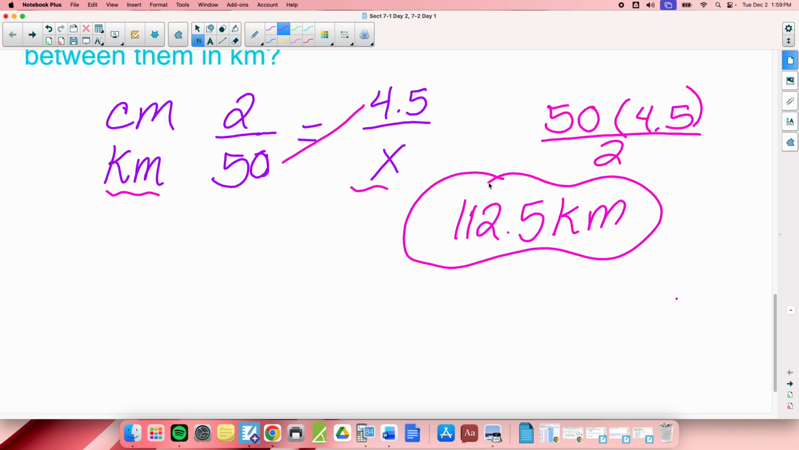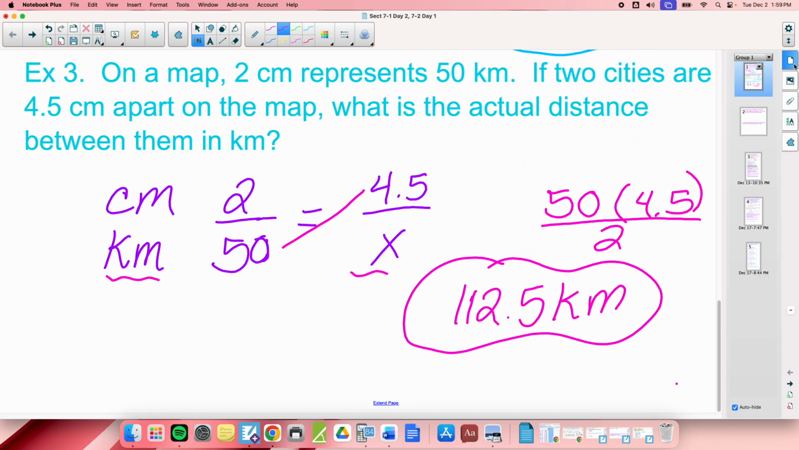Okay, do you guys think those are okay? Not too bad? All right.